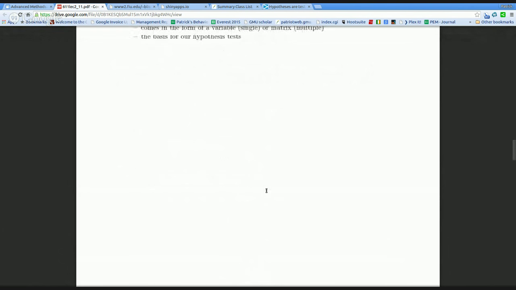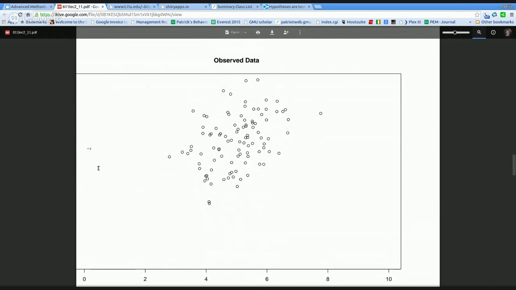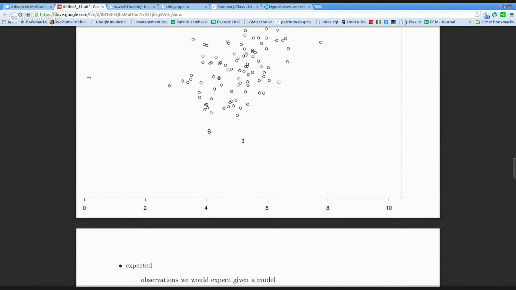Okay, so the observed variance that we have, typically we're interested in our dependent variable, that's the y-axis, and our x-axis is our predictor. And you can see the variability here. It's probably normally distributed, and it doesn't look like a very strong relationship, but let's take a look.